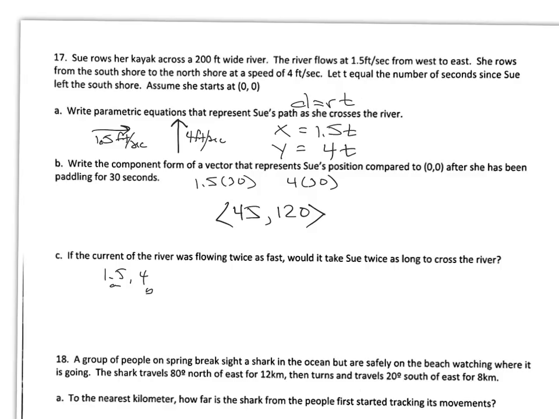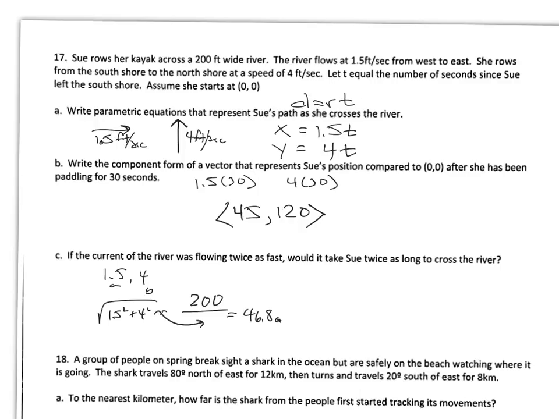So at 1 second, we would have the square root of 1.5 squared plus 4 squared. I can't remember what this number is, but if we take the width of the river and we divide by this number, we get 46.8. That would be the time it would take her.